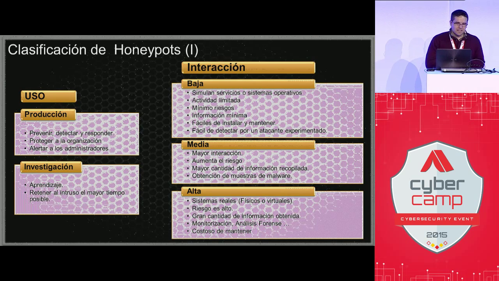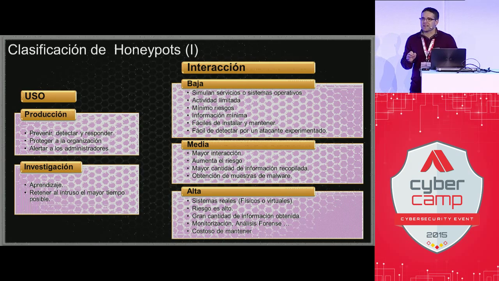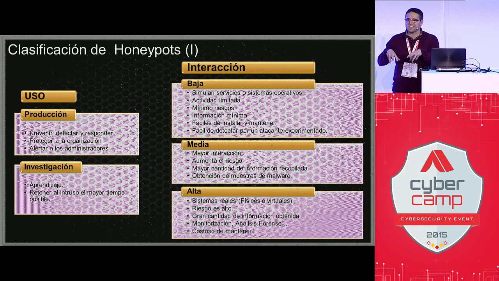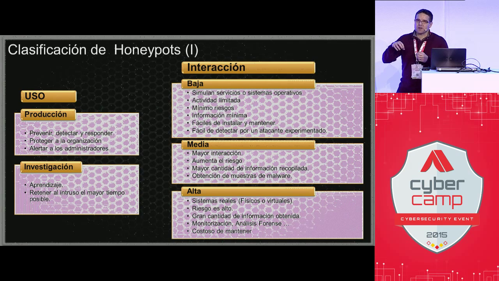So how do we classify honeypots? First of all, by usage. They may be production or research ones. Often the production ones are related with the sensors that we have in our internal network, and the research ones are those that are installed outside, whether it is a DMZ or similar. The aim of the production ones is to prevent, detect and respond to attacks, to protect the organization, and to warn the administrators about something going on.